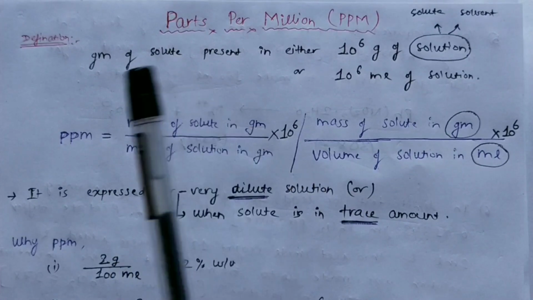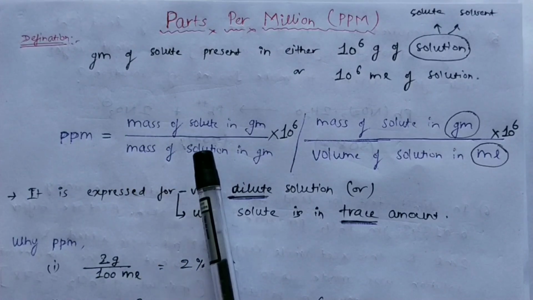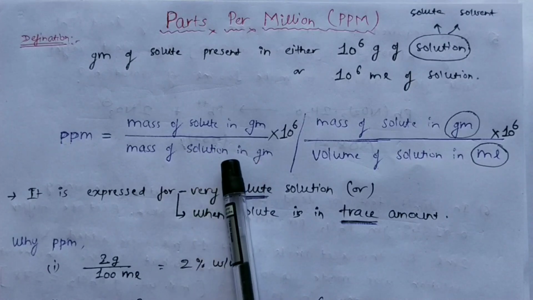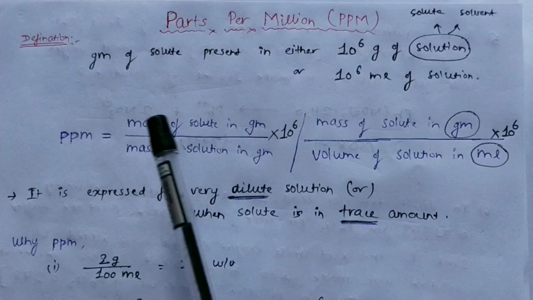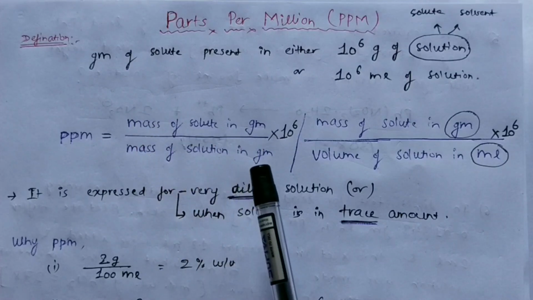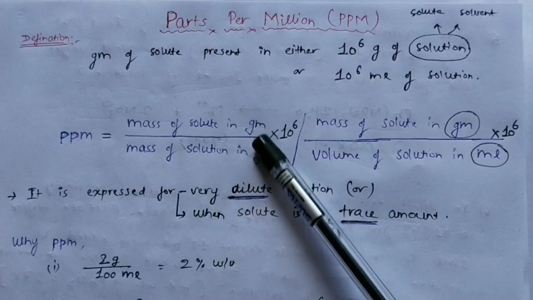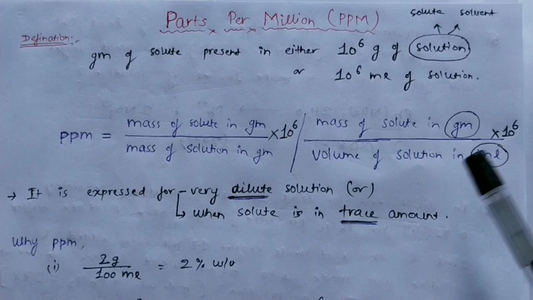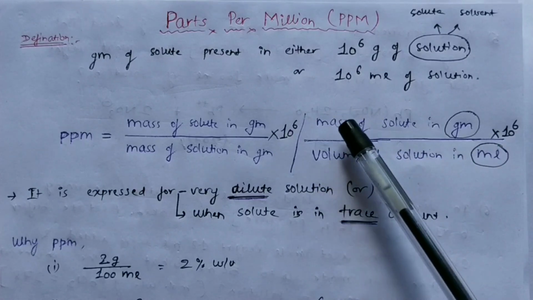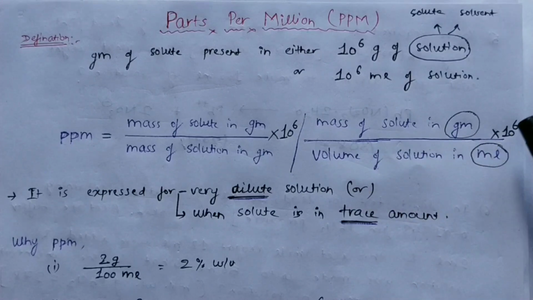Now see the formula of parts per million. If the solution is expressed in gram, then the formula will be mass of solute in gram divided by mass of solution in gram into 10 to the power 6. That means million. If the solution is expressed in ml, that is volume, then the mass of solute in gram divided by volume of solution in ml into 10 to the power 6 will be the formula of parts per million.